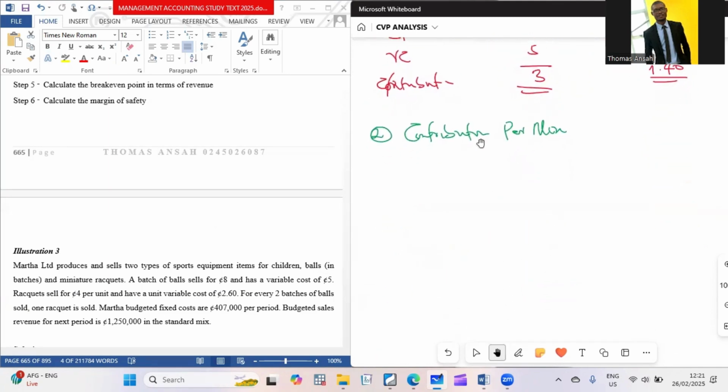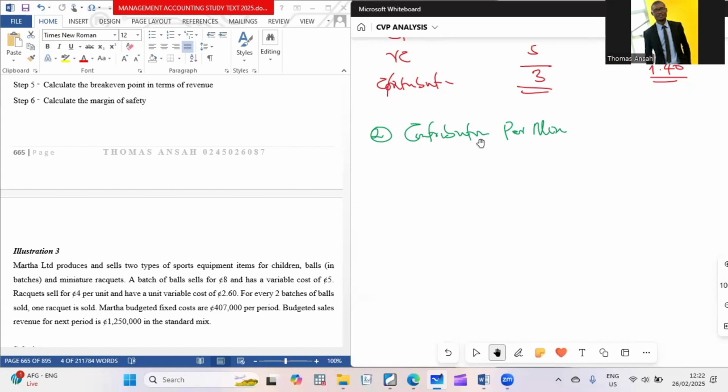Now it says that for every 2 batches of balls sold, 1 ratchet is sold. And the fixed cost is 407,000 for the period. Budgeted revenue for the next period is 1,250. All right. So basically that is that. So now, what do you do from this one?